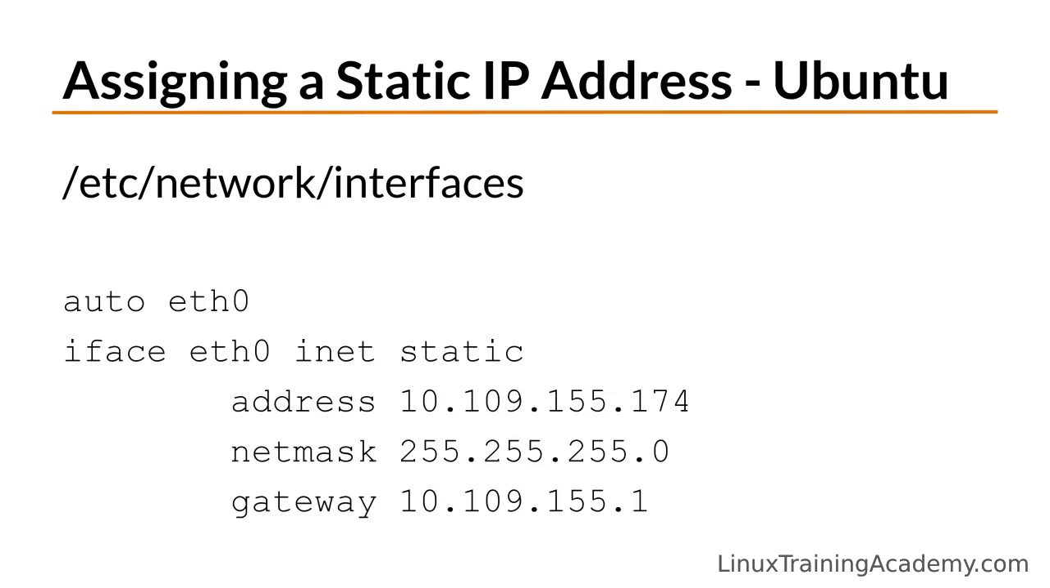To assign an interface a static IP address on an Ubuntu system, edit the /etc/network/interfaces file. Use the static keyword following inet on the iface line for the network interface. Next, supply the IP address, net mask, and gateway address.